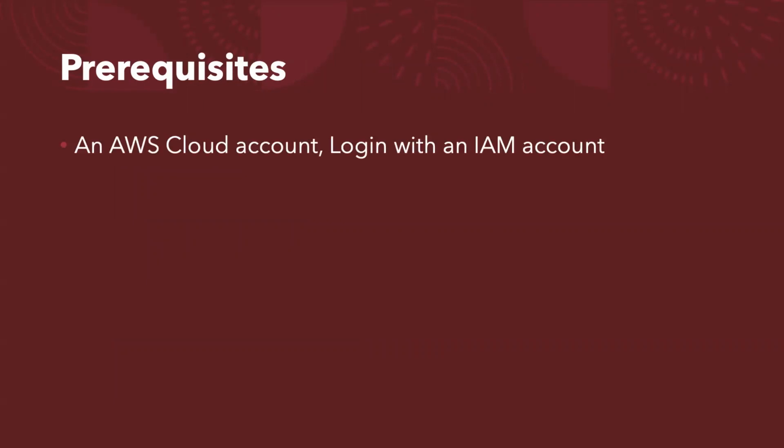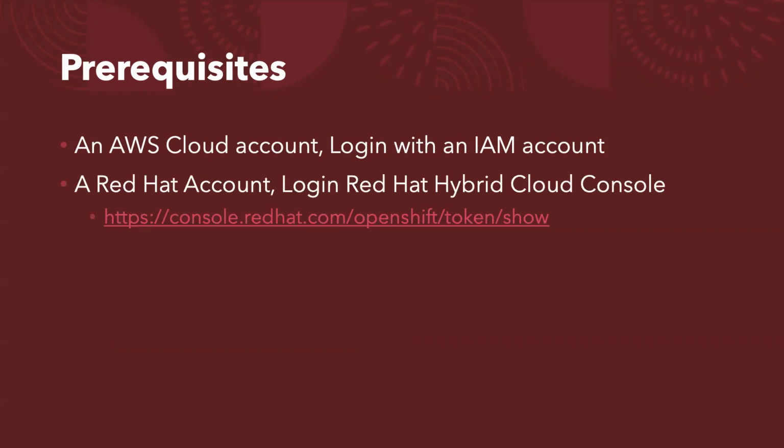So there are quite a few prerequisites here. First of all, you need to have an AWS Cloud account, and you need to log in as an IAM account, not the root account, okay? And secondly, you need to have a Red Hat account. So you need to log into the Red Hat Hybrid Cloud Console. We need to get a token code from there.